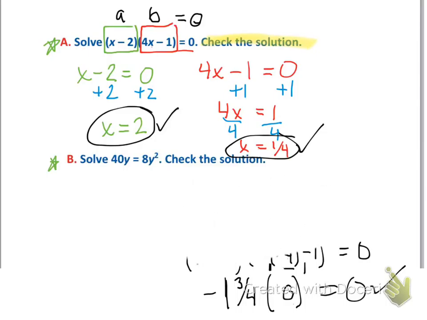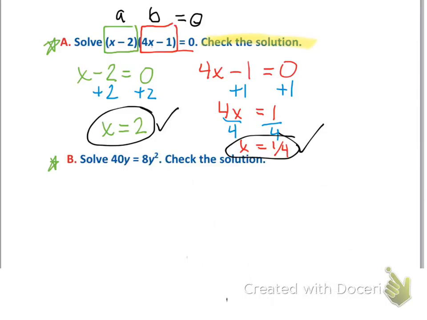All right, so let's go a step further then. Let's look at letter B. I've got 40y equals 8y squared. Now the way that we're going to be able to solve this is by using the zero product property. So in order to use the zero product property, I have to have a number times a number equals 0. So the very first thing I'm going to do is make it equal 0.